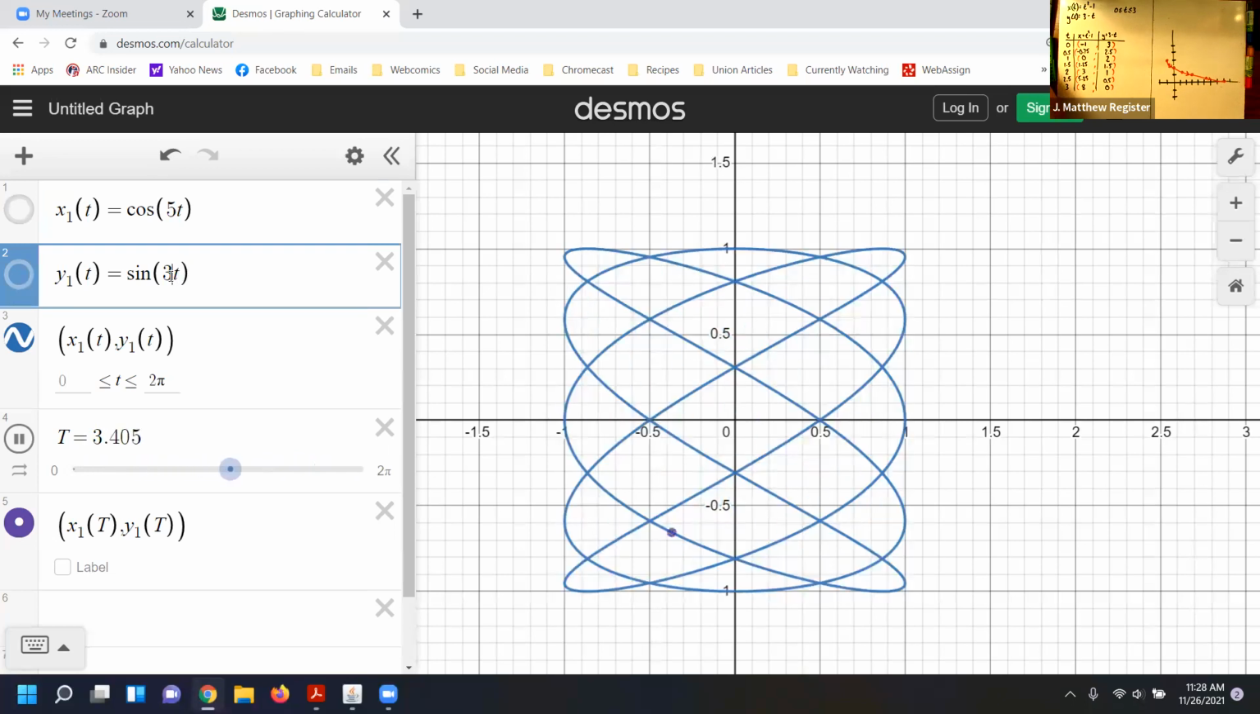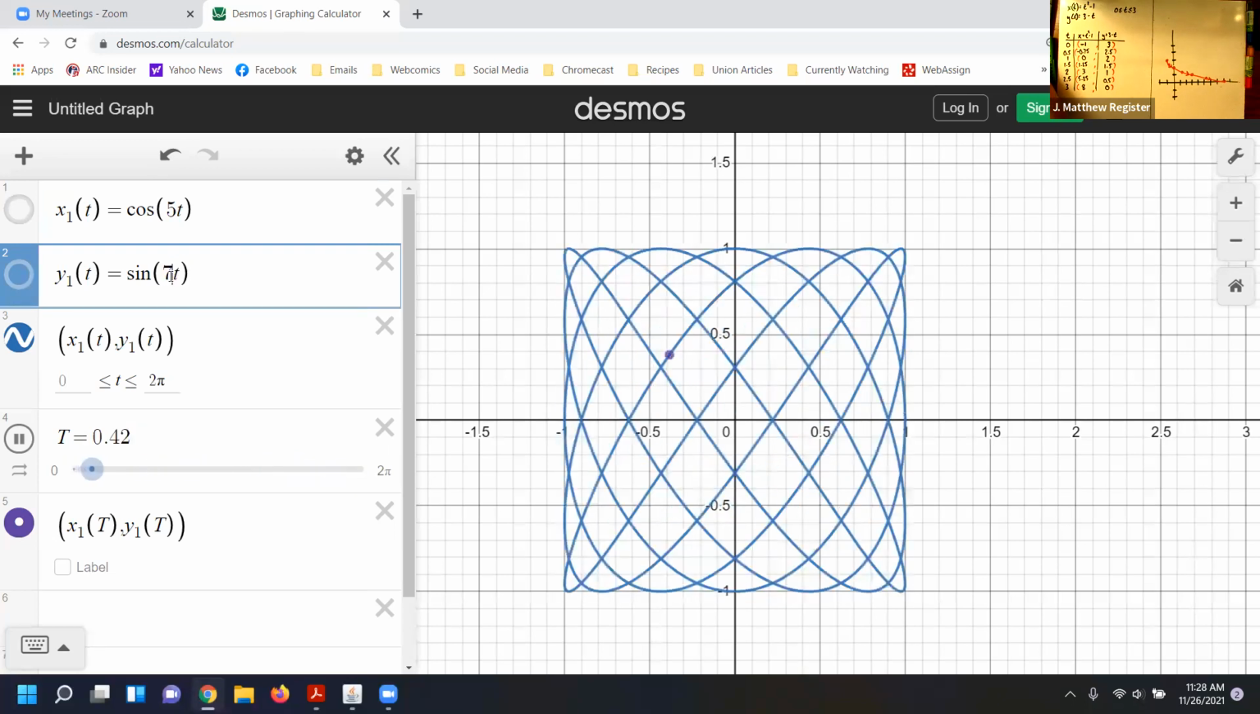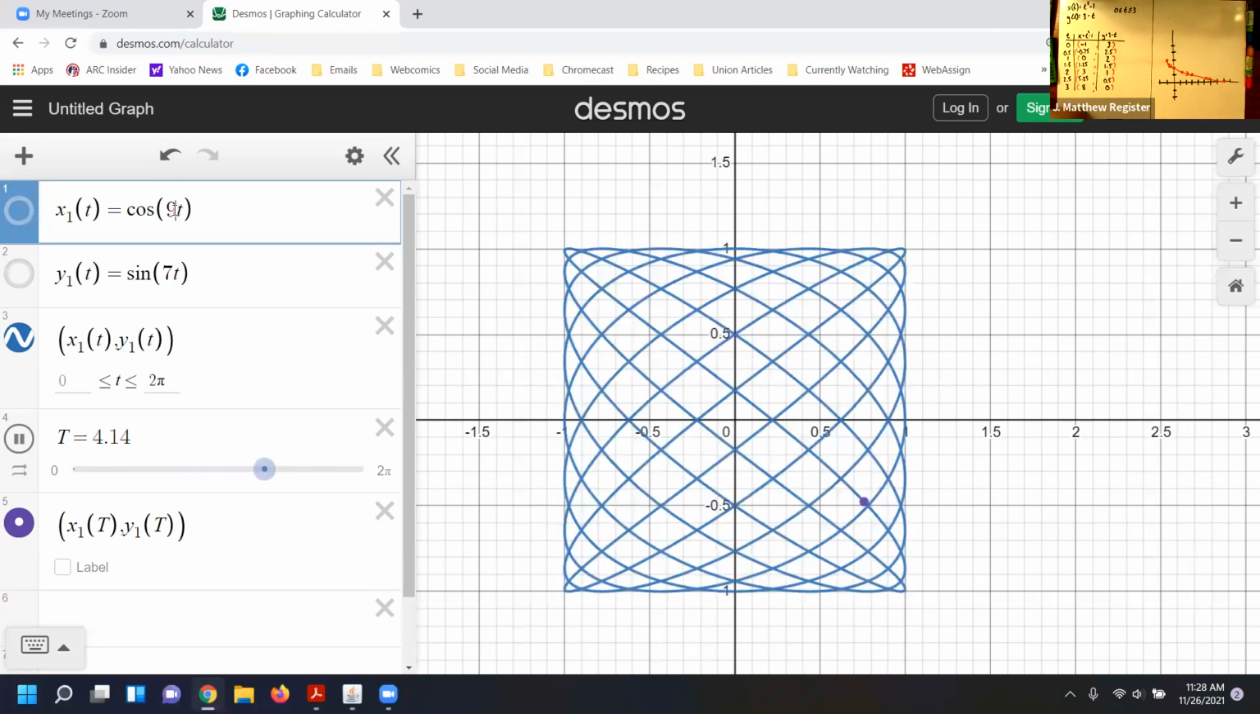So let's say that we make this a 7. And we can make this a 9. And we just see that this particle is just going to be zipping around this entire thing as fast as you want. And it's going to cross all of these different curves.